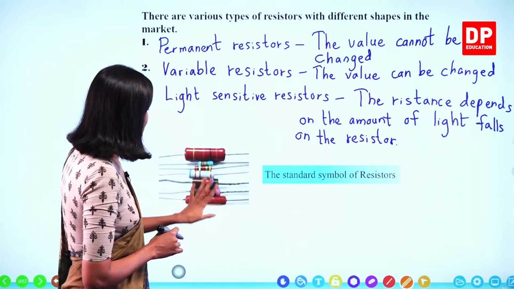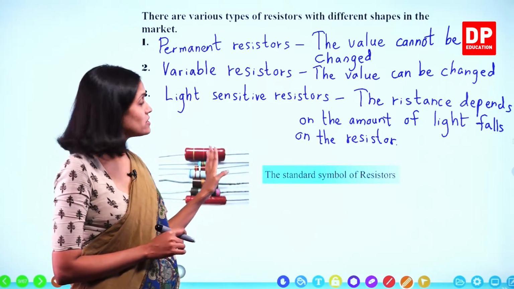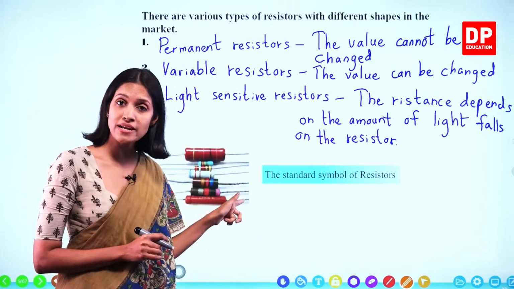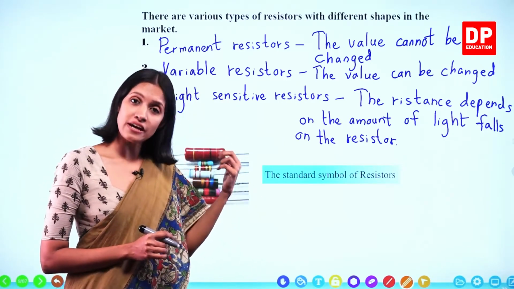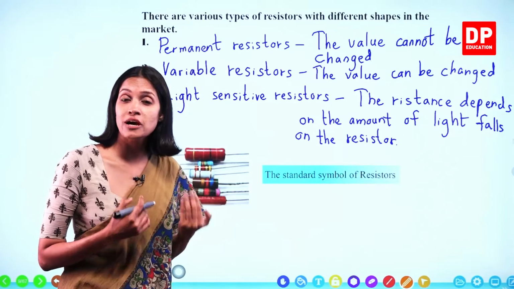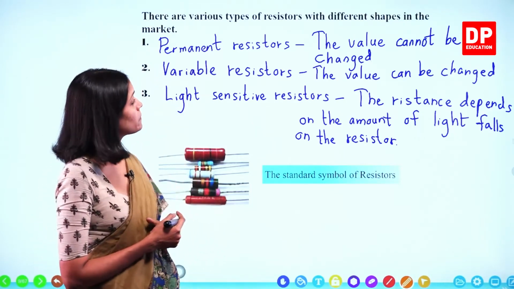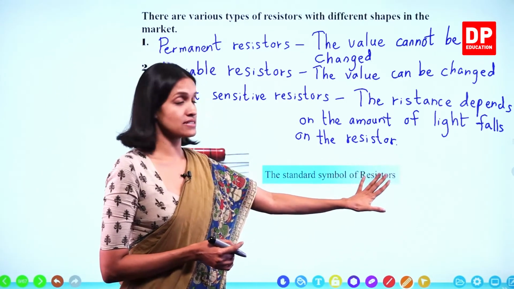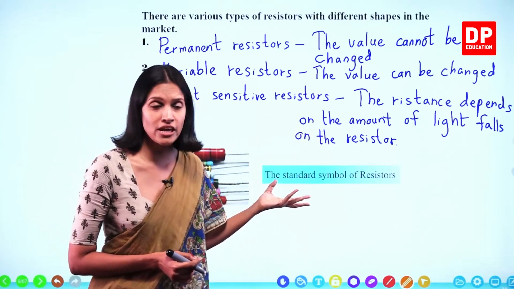So in this diagram, different types of permanent resistors are given. Okay children, so on the permanent resistors, you can see these type of colorful bands. These bands indicate the value and other details as well. When you go to the upper grades, you are going to learn more about these type of resistors. Okay? Right.